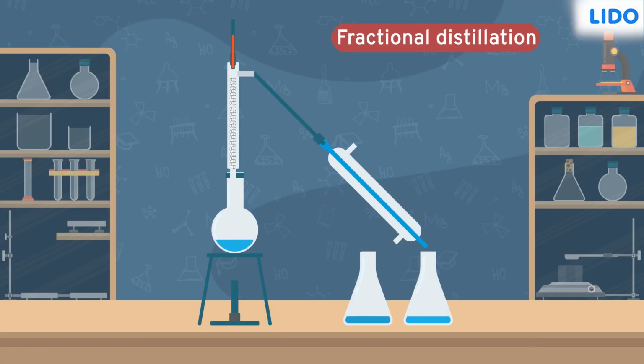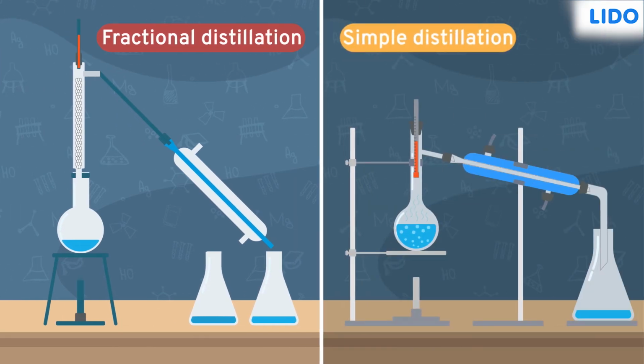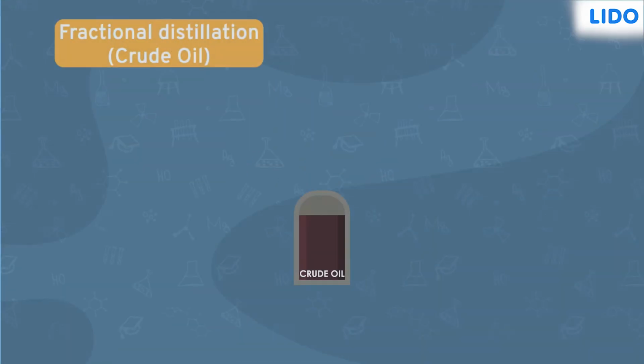Let's compare the apparatus of fractional distillation with the simple distillation. Everything remains the same, except we have a fractionating tower or column and multiple receivers here. The fractionating tower consists of glass beads which offer an increased surface area for the vapors to cool down. Fractional distillation has a variety of applications, one of which is obtaining petroleum or diesel from crude oil. Let's see how that happens.